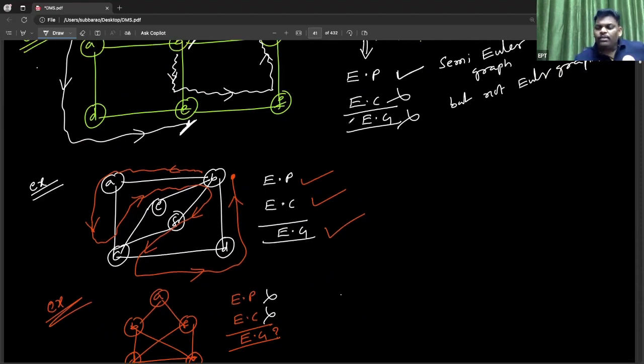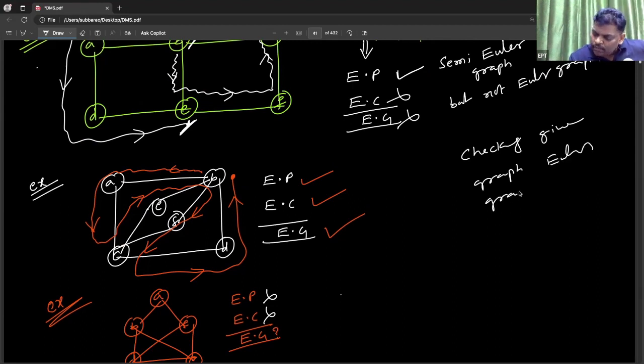Very simple. You may be thinking it is a complex problem, but it is a very easy problem. I'm writing now. See this one? Checking whether the given graph is an Euler graph or not is a P class problem.